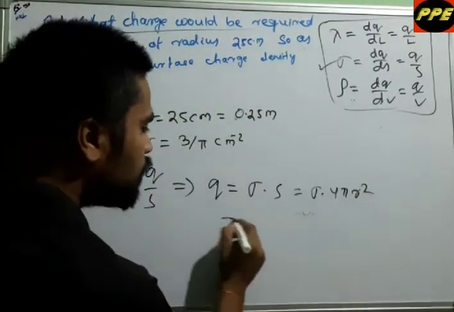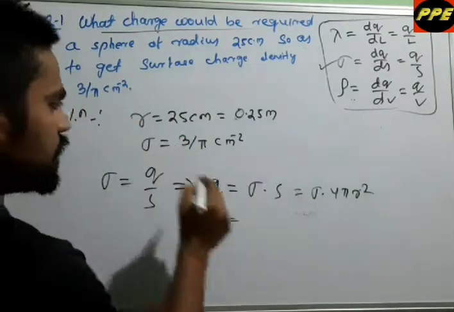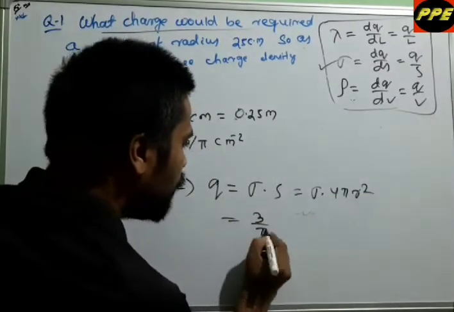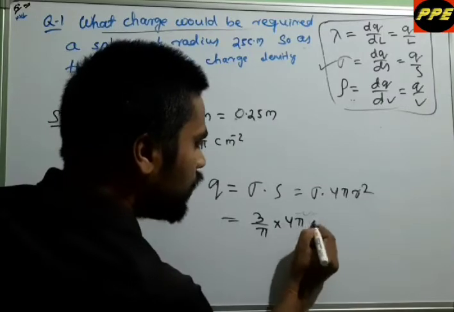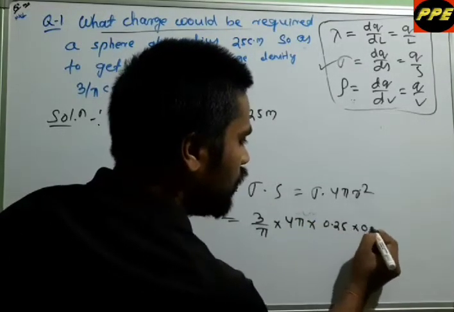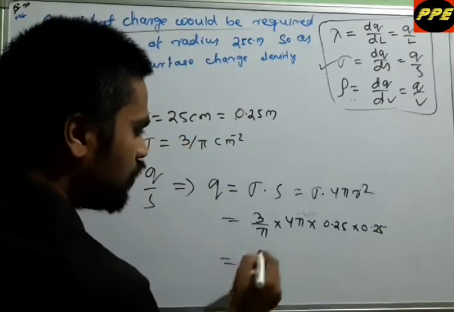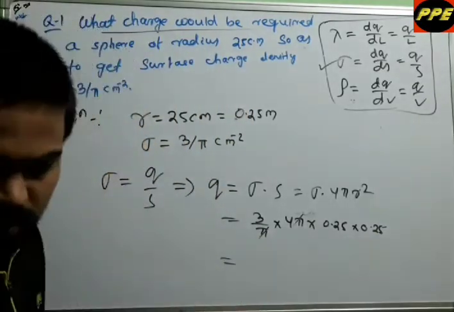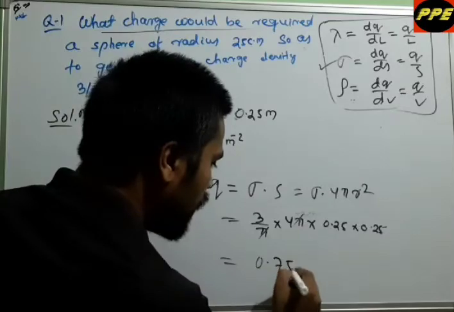Now put the values: sigma is equal to 3 divided by pi, into 4 pi, into r square, that means 0.25 into 0.25. I can write it. Okay, so now it is cancelled. The answer is coming 0.75 coulomb.